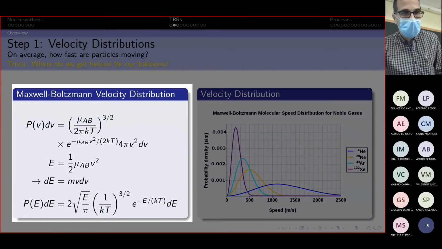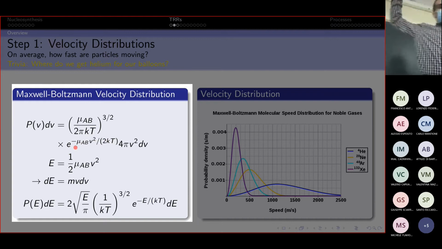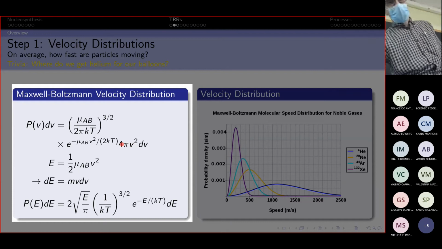The only thing you really want to remember about the Maxwell-Boltzmann distribution is this exponent. It goes like e to the minus v squared. And then we multiply by v squared because we live in three dimensions, that's a result of a three-dimensional universe. The energy between two particles is 1/2 mv squared.